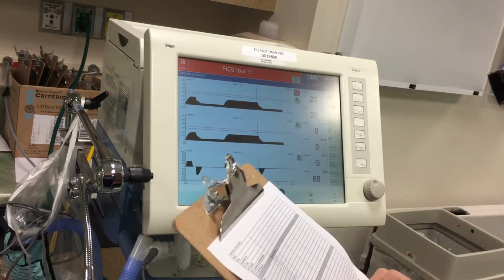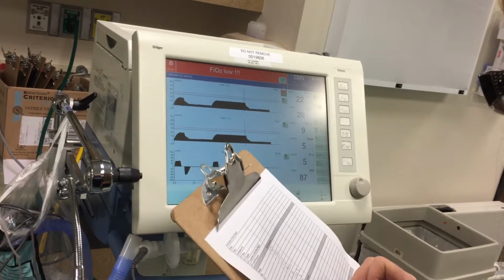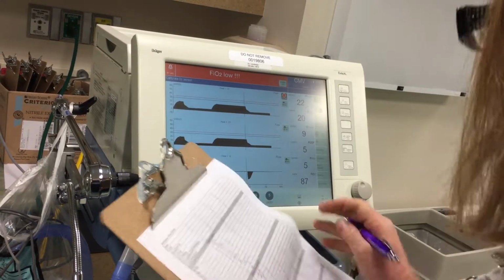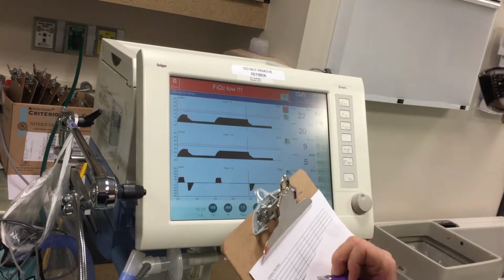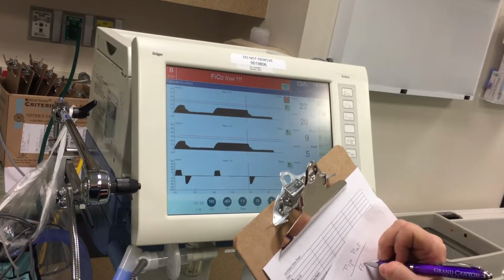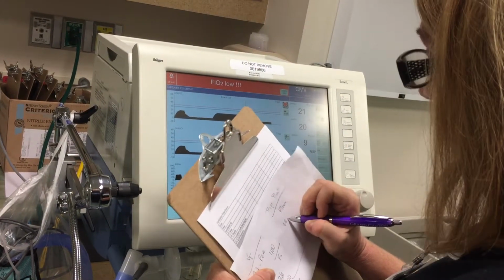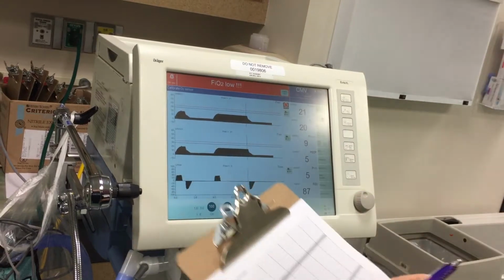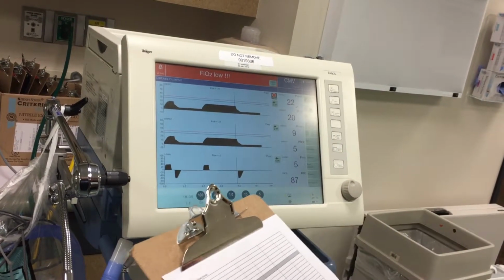It needs to be below 30, above 30. And my Raw would be my PIP minus my plateau divided by flow. So my PIP, my peak, is 22 and my plat is 20, so that's 2. So there is no airway resistance. I don't have a real patient, so I don't do that.